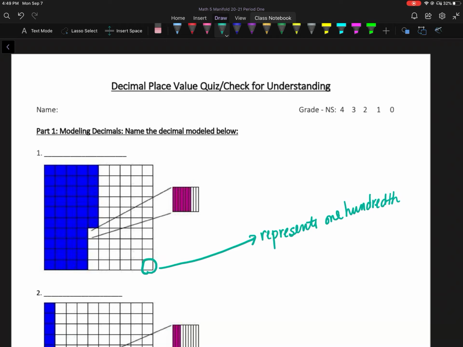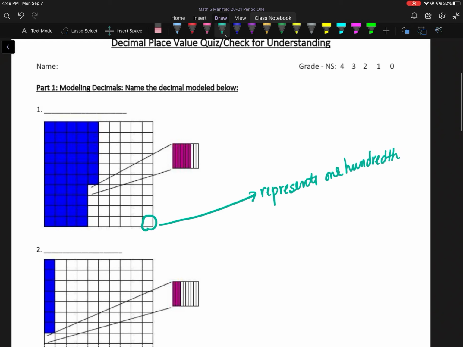So our first four questions had to do with modeling decimals and a reminder that each of these little squares represents 1/100th. If I'm looking at the total amount of squares here, there is 100. This extra little piece here has zoomed in on one of those squares, and if I were to break one of those squares up into 10 pieces, this now represents my thousandths, because 10 times 10 is 100, times 10 is 1,000.